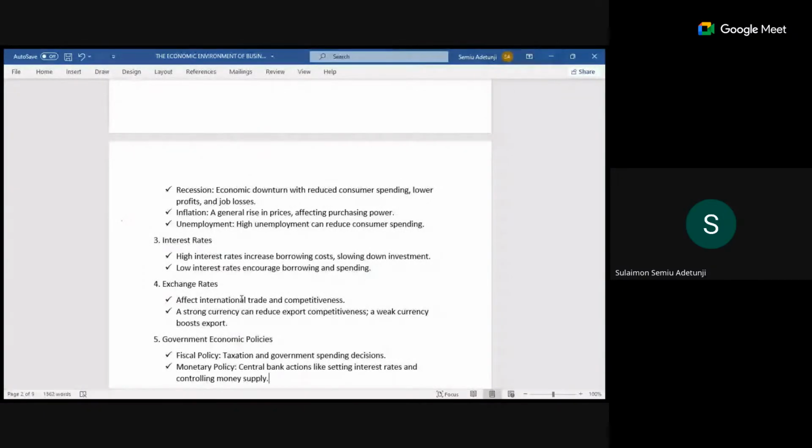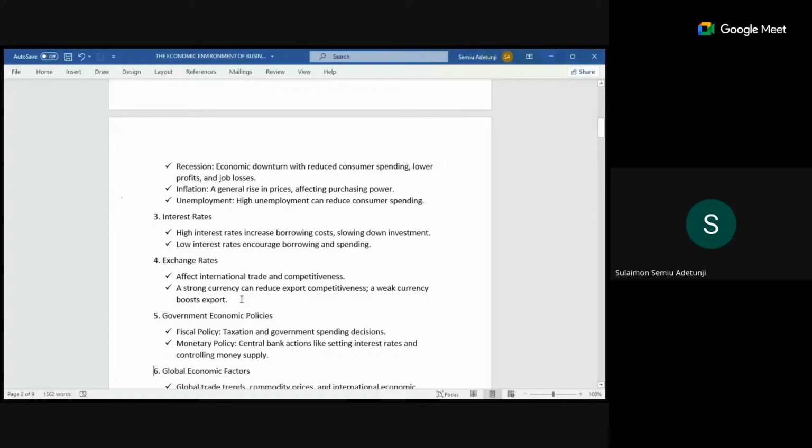Then exchange rate. Exchange rate is the rate at which a particular currency is exchanged for another currency. If for instance we need 1,000 or 2,000 naira to get $1, it means our own currency is not as strong as the US dollar. If you need 1,000 US dollars to get 1 naira, it means our 1 naira is stronger than the US dollar. So interpreting this, it affects international trade and competitiveness.